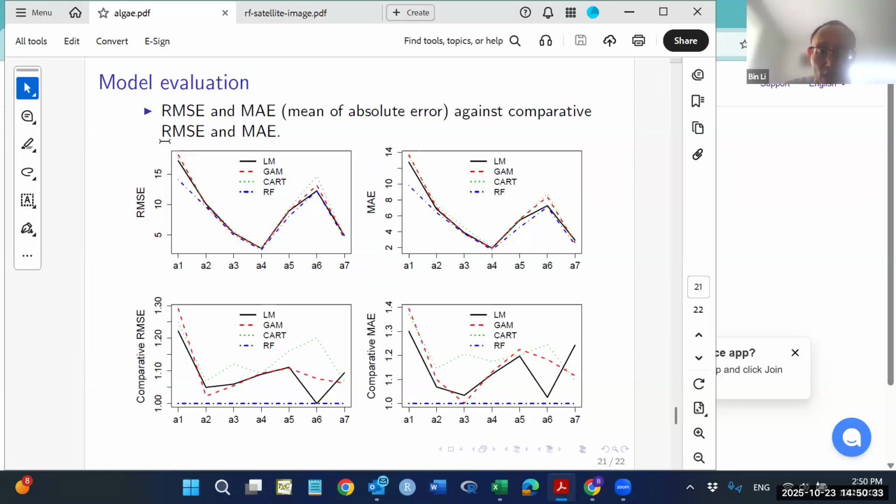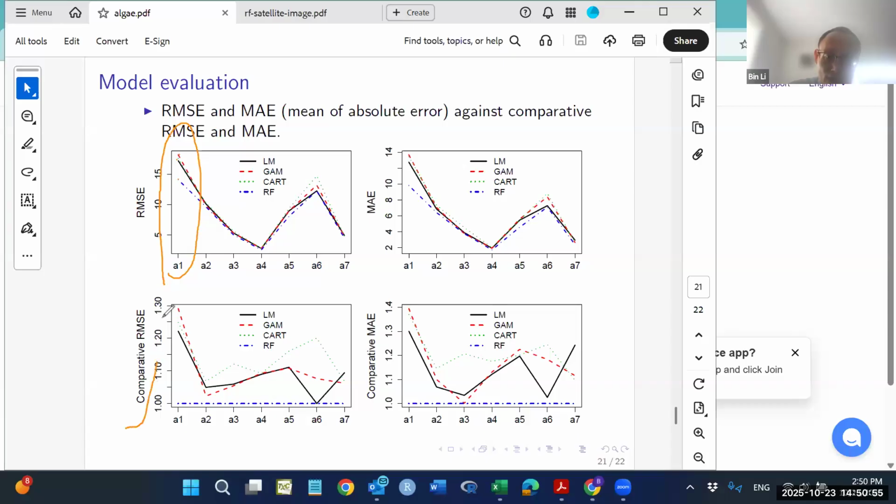Okay, for algae A1, you can see this shows the random forest RMSE, and this shows the linear regression and so on. But it's not easy to see the relative performance.